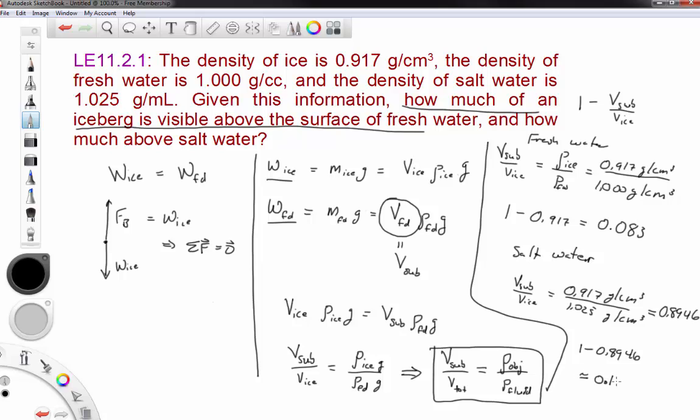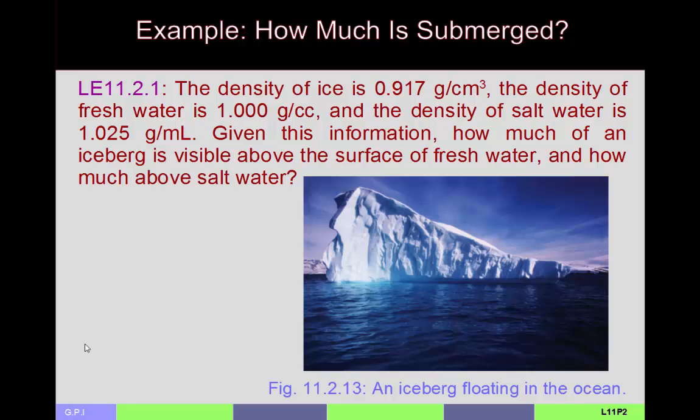And so that would be 0.10, let's call it 0.105 because we don't really have so many significant figures. We only really have 3 significant figures. So about 10.5% of the iceberg is above water in salt water, and about 8.3% is above water in fresh water. This certainly gives some context to the old expression, just the tip of the iceberg.